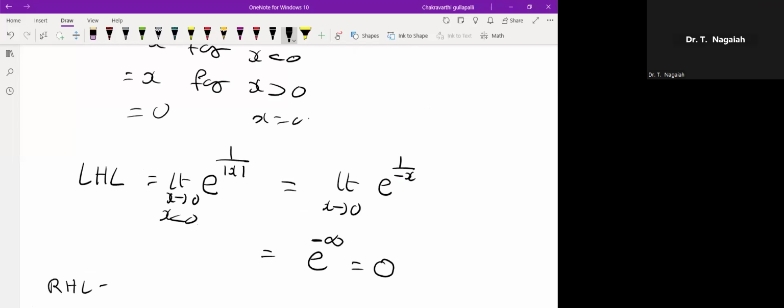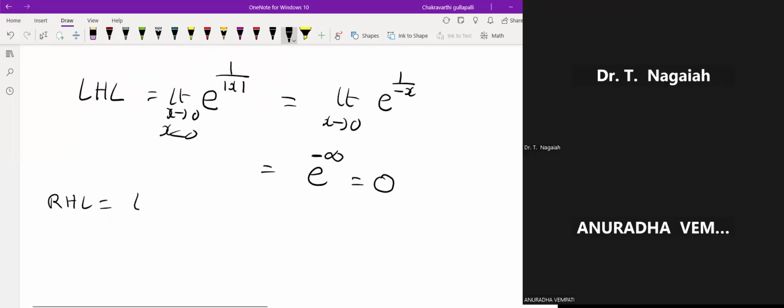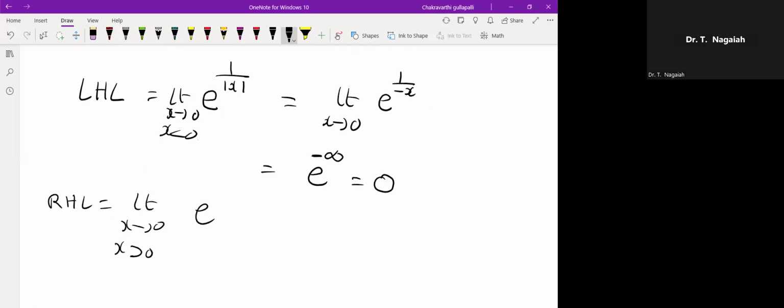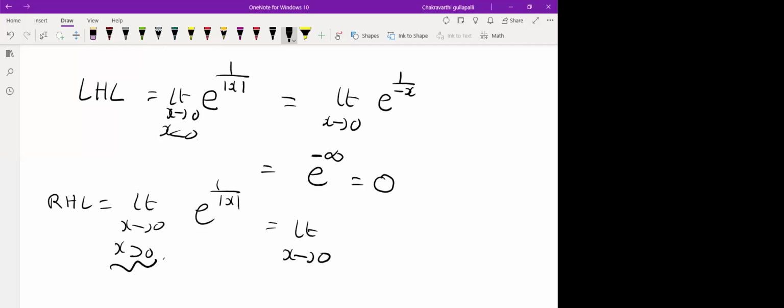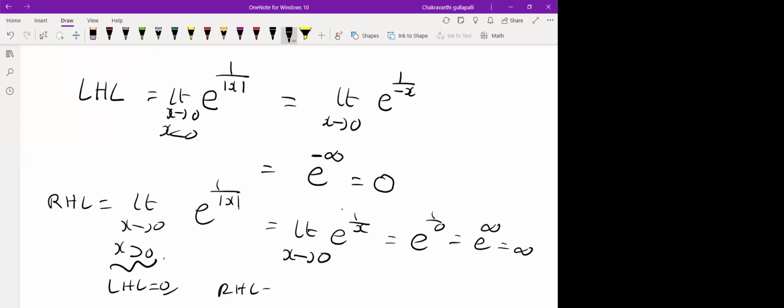So RHL is limit x approaching 0, x greater than 0, e power 1 by mod x. Replace mod x by x, because when x is greater than 0, mod x is x itself. So 1 by x. First simplify. E to the power of 1 by 0, e power infinity, which is infinity. So LHL is 0, RHL is infinity. So the limit does not exist. Yes, this answer is correct.